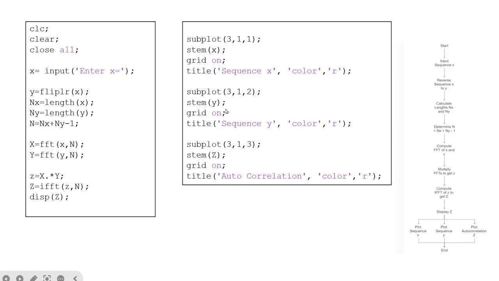So this is for the original sequence. This is for the flipped sequence. And this is for the autocorrelation sequence. And this is the flow chart. You can say this is a flow chart. This is similar to the figure which I've told you in the earlier slide.